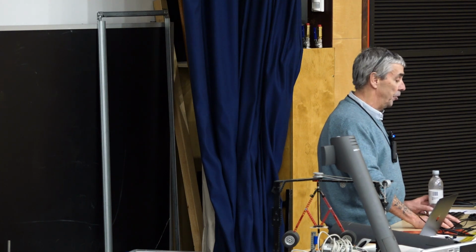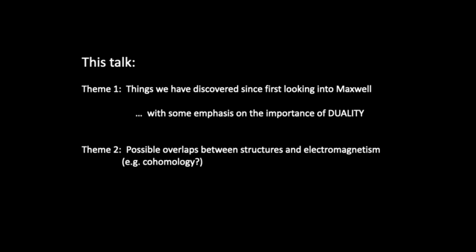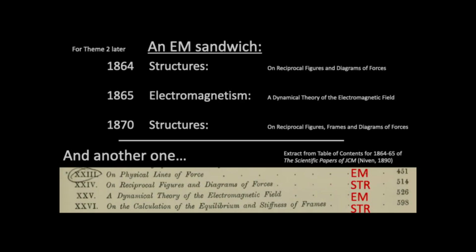So these are some of the things that we found out, and places we've taken it since, having learned stuff. In this talk, we're going to look at things we've discovered since first looking into Maxwell, and I'm going to put some emphasis on duality. And then for the second theme, and I hesitate to do that, but I'm actually going to say that maybe there's something to do with electromagnetism here, because there's an obvious electromagnetic sandwich between the 1864 structures paper and the 1870 structures paper. These are two big papers that we're really going to talk about.